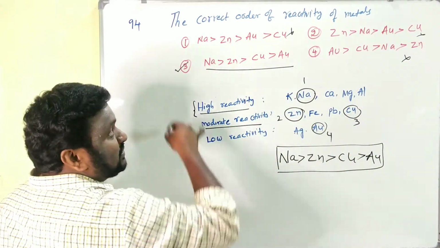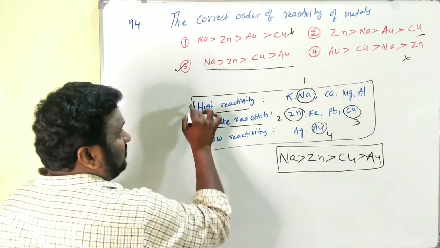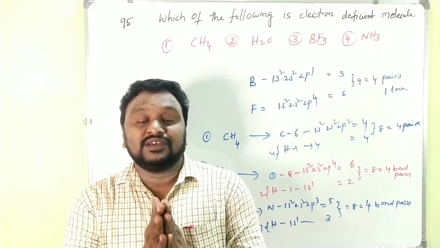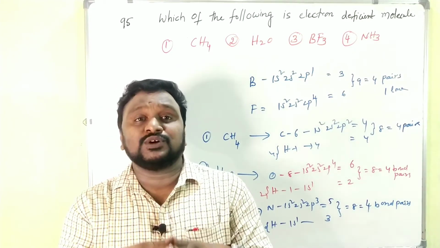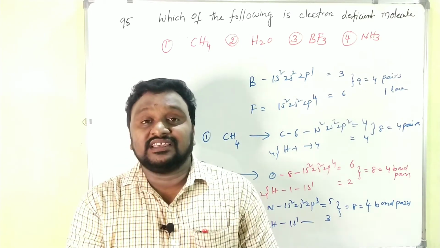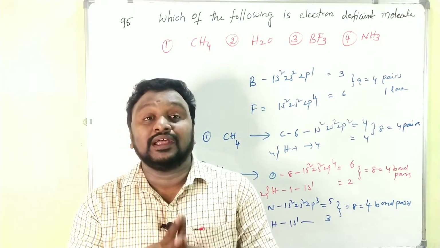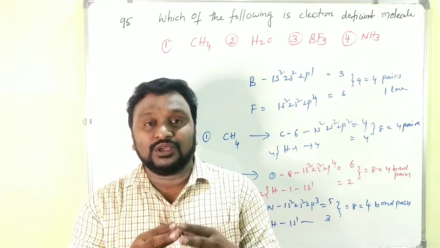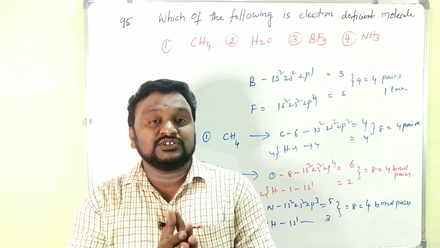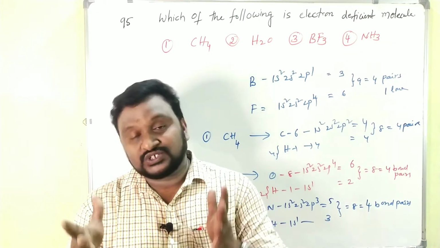To answer this type of question, you must have an idea about the series of high, moderate, and low reactivity. Go for the next question. It is based on chemical bonding. What is an electron deficient molecule? What is meant by a deficient molecule? In a molecule, we know that two or more atoms are there. So which molecule is said to be a deficient molecule? Let's go for that.